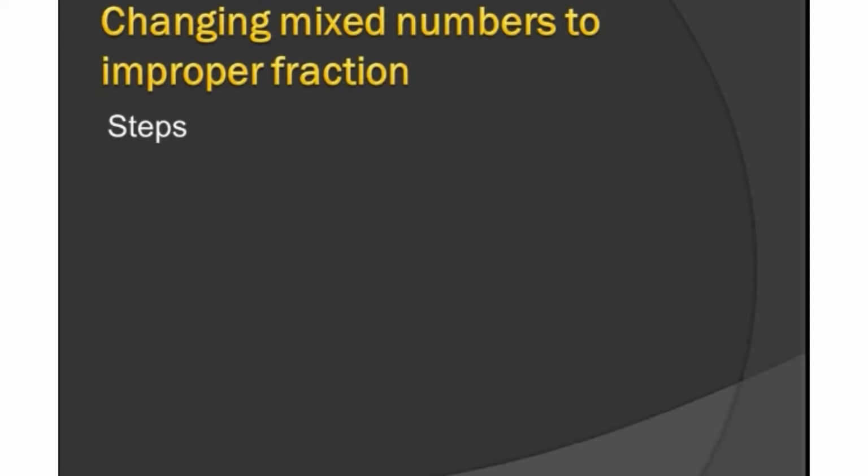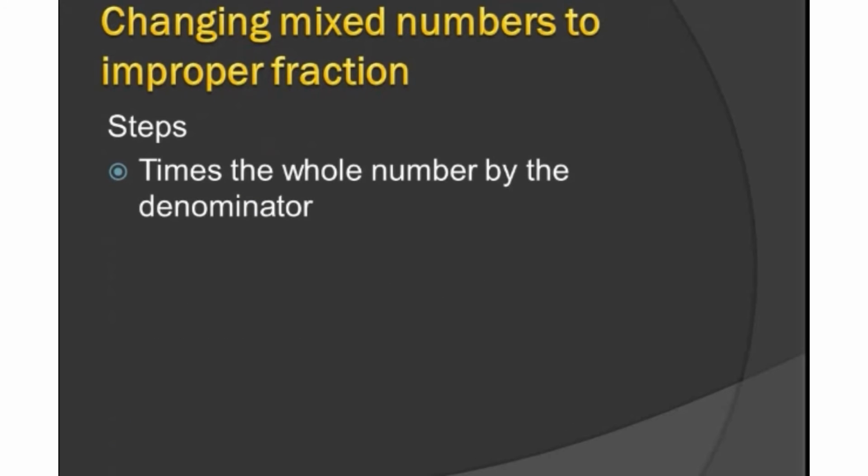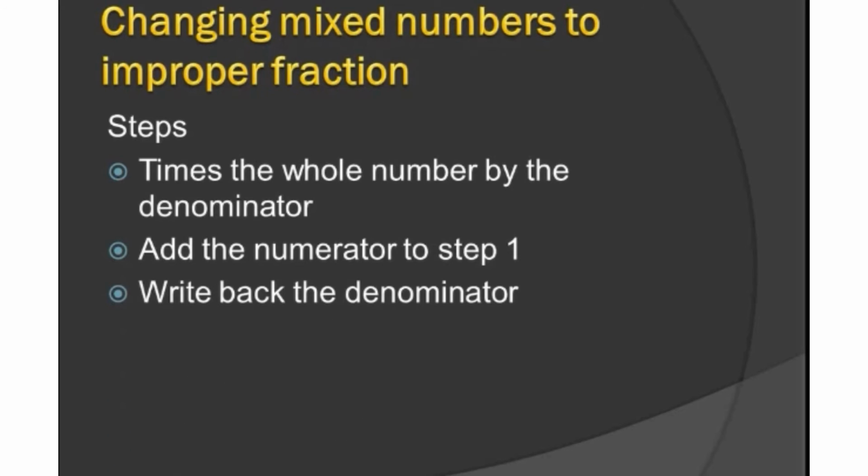Changing back mixed number to an improper fraction. So the steps involve: first, you need to times the whole number by the denominator. Then you add the numerator to the first step. So after you times the whole number by the denominator, you add the numerator. And then you write back the denominator.